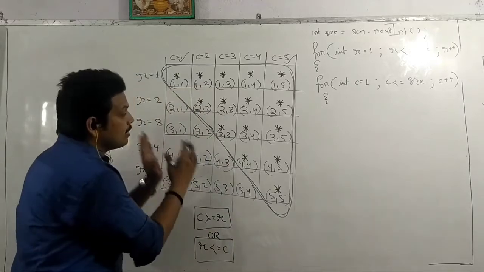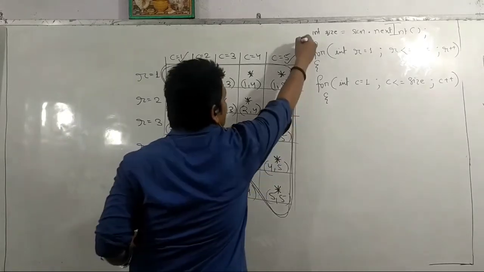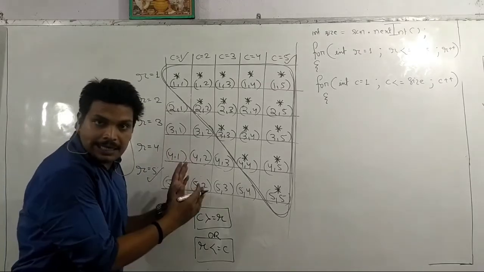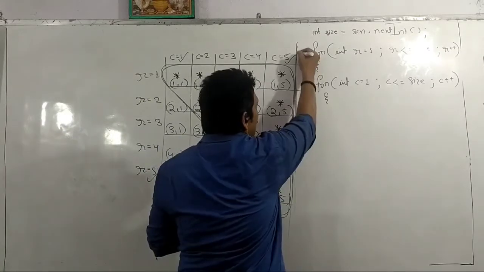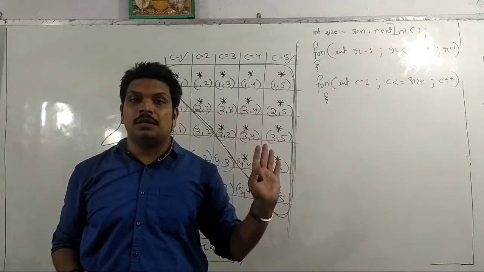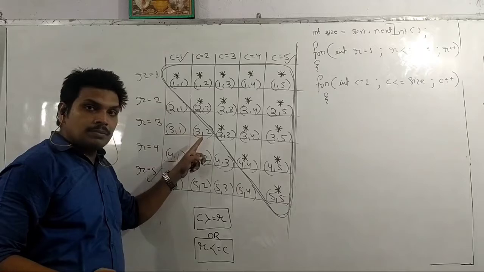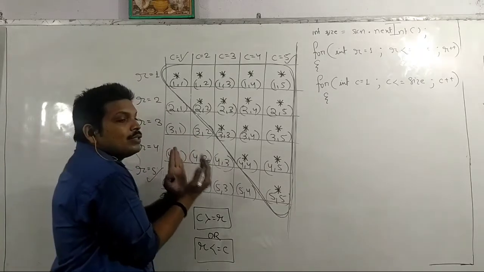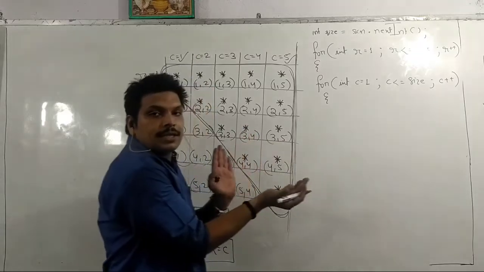Okay, now one thing more. You can see the stars are indented towards the right margin of the output screen. Yes or no? The stars are indented towards the right margin of the output screen. So it is compulsory to display the spaces, because the space will occupy the place, and then only the stars will be shifted towards the right side.